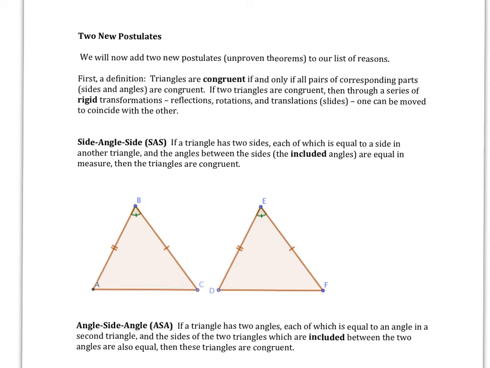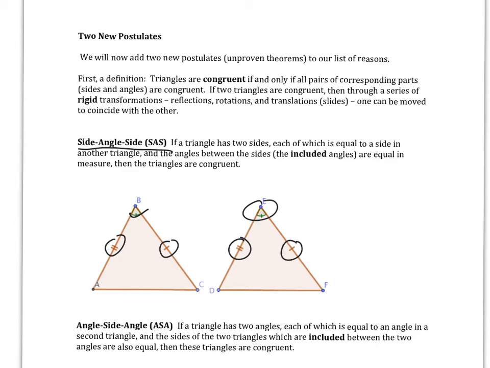Okay, so this just gives us a brief overview of the two different methods for proving two triangles congruent. We have SAS, which means that we have two sides that are congruent and a second pair of sides that are congruent, and then the included angle, which is to say the angle where the two sides meet, has the same measure on both triangles.